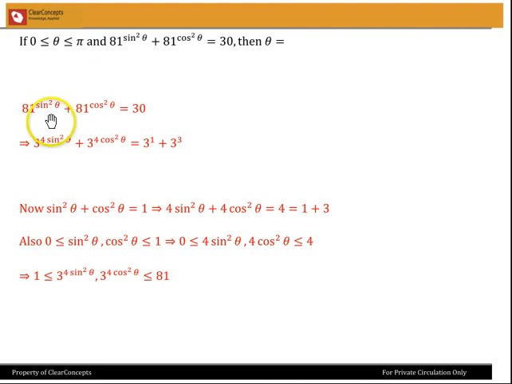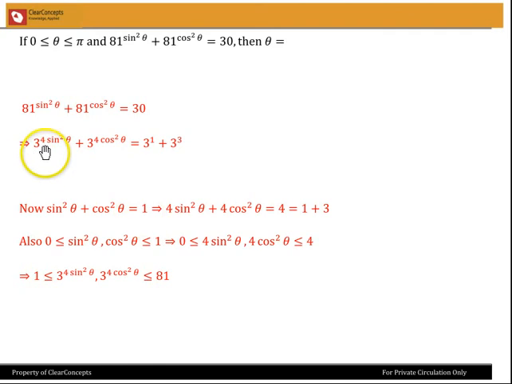So 81, that's our equation that we've been given, and since 81 is 3 to the power 4 and 30 is 3 plus 27, we can write this in this manner: 3 to the power 4 sine square theta plus 3 to the power 4 cos square theta is equal to 3 to the power 1 plus 3 to the power 3. Now we also know some trigonometry, so the identity relating sine theta and cos theta is sine square theta plus cos square theta equal to 1.